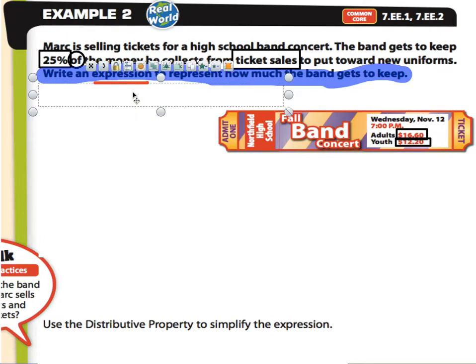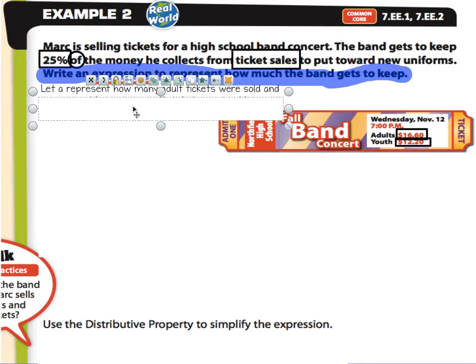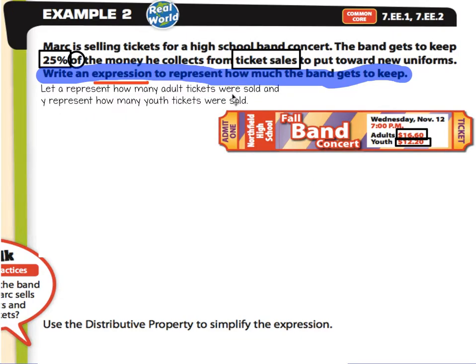So now in this case, the first thing that we are going to do is create variables, because in order to find the total sales, so in order to find out how much they make for all the tickets, we would have to know how many adult tickets they sold and how many youth tickets they sold, because they get $16.60 for each adult ticket and $12.20 for each youth ticket. So in this case, we can't just say T for ticket because the prices are different. If I said T for ticket, I don't know if that ticket costs $16.60 or $12.20. So I don't know which number to put in for T.